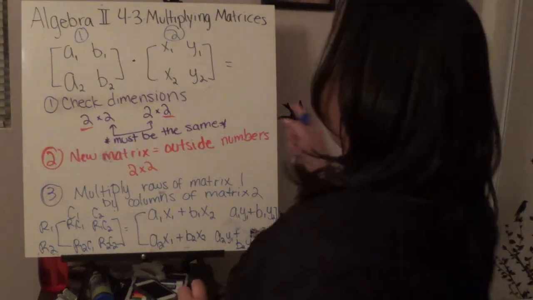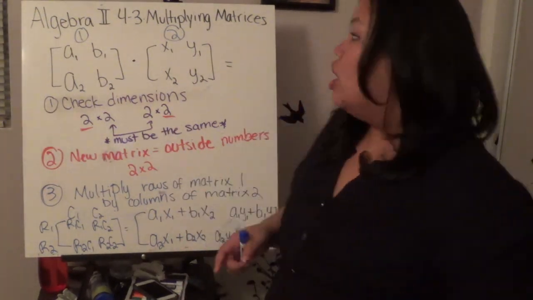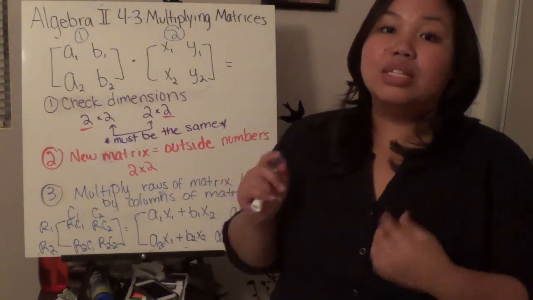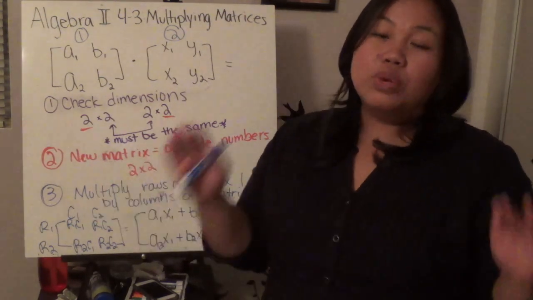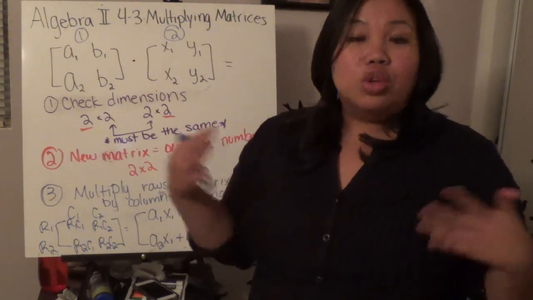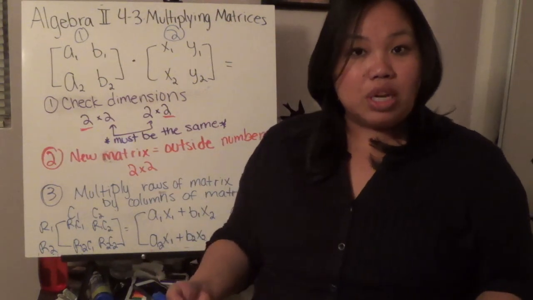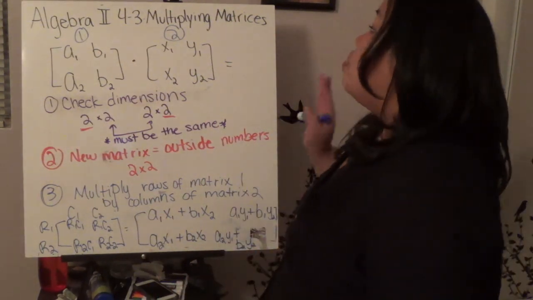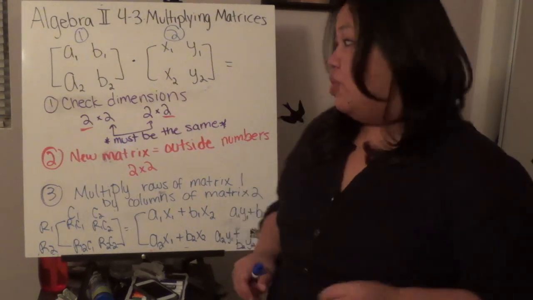Algebra 2, Section 4.3 deals with multiplying matrices. Now, in the last section you added and subtracted matrices, and as long as they were the same exact dimension, you could go ahead and add and subtract the corresponding parts of each one. With multiplying matrices, it's a little bit more difficult.